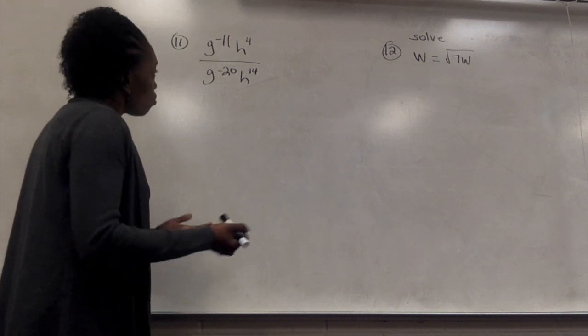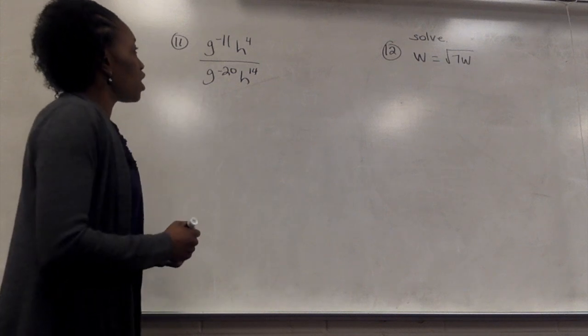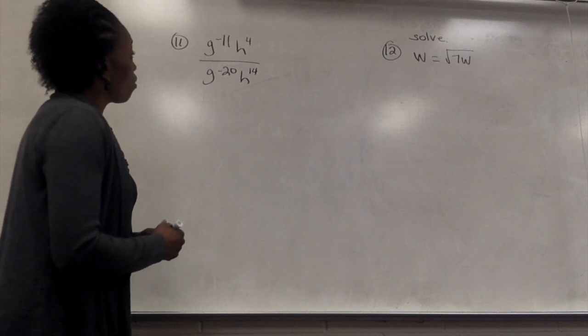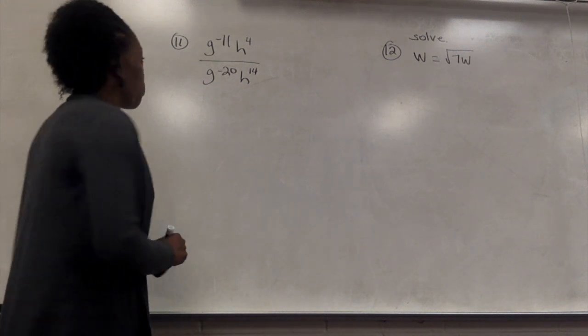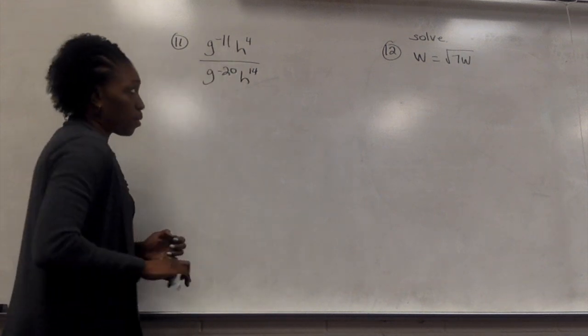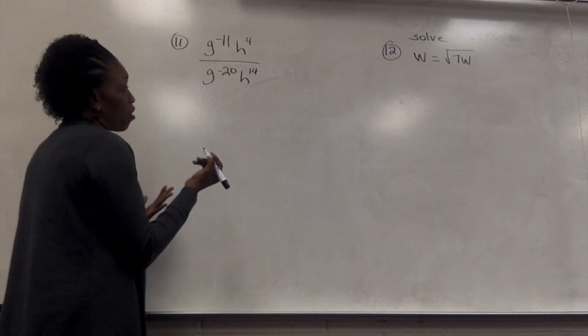Now there are exponent rules. Whenever you're doing division, the rule is to subtract the exponent in your denominator from the exponent in your numerator. Or, in other words, the numerator minus your denominator. That's what you want to do. So we're going to rewrite this so that you'll understand what we're doing.